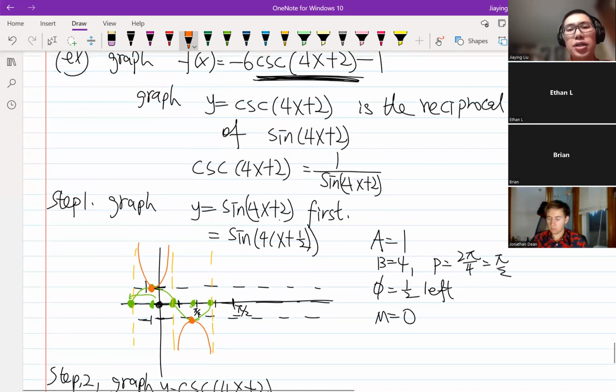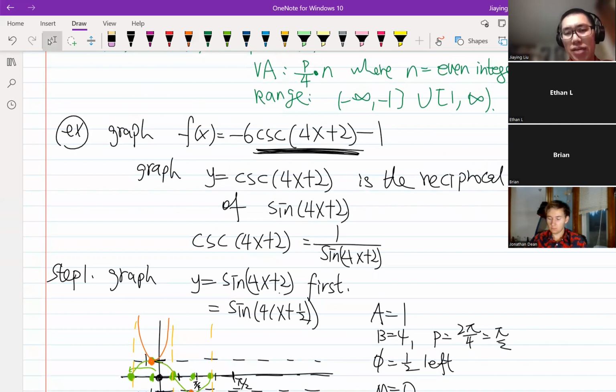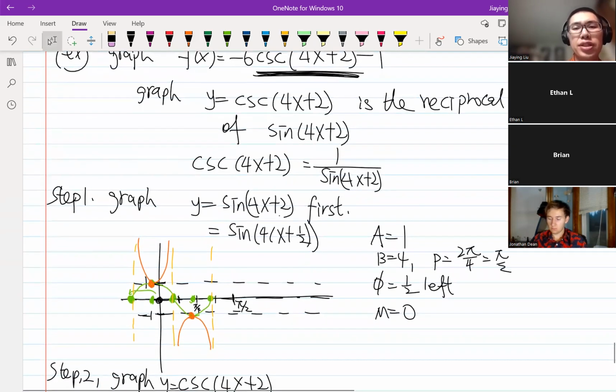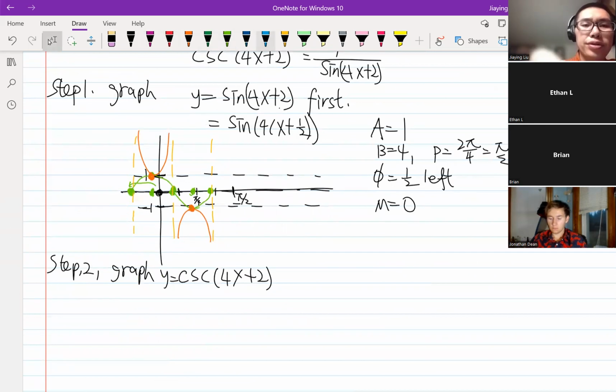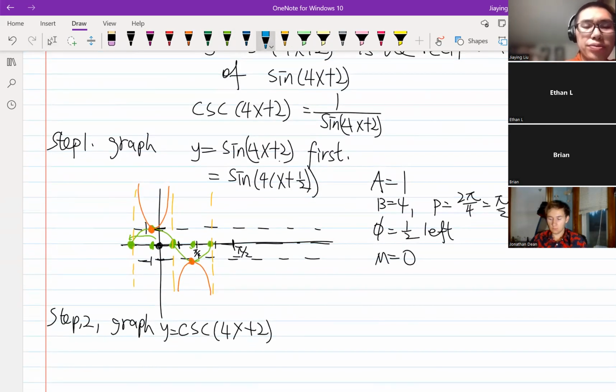And for the remaining part, we have to figure out the -6 and the -1. The -6 tells us that we're going to reflect over the x-axis and also vertically stretch by 6. So I'm going to use a blue color here. If I reflect over the x-axis, this graph becomes here, and this graph on the left becomes this region. So this blue one is negative cosecant 4x plus 2. And then we're going to stretch it vertically by 6.